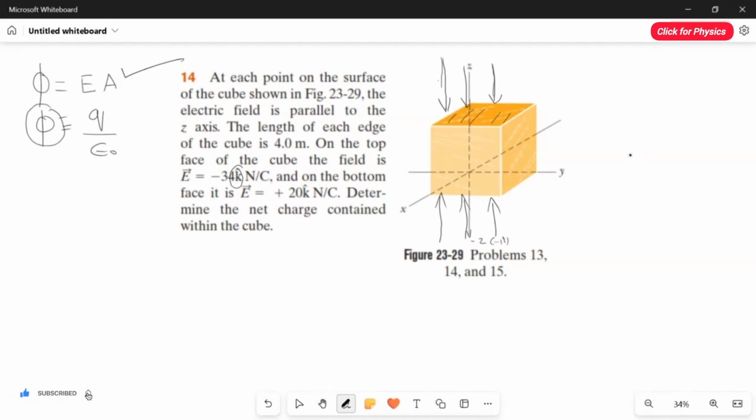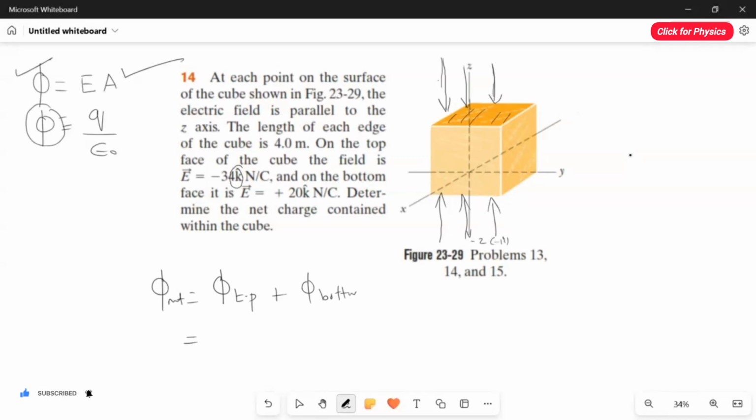So let's start with the first one. I have to apply phi equal to EA for the top face as well as the bottom face. That means the net flux is equal to the flux from the top plus the flux from the bottom.